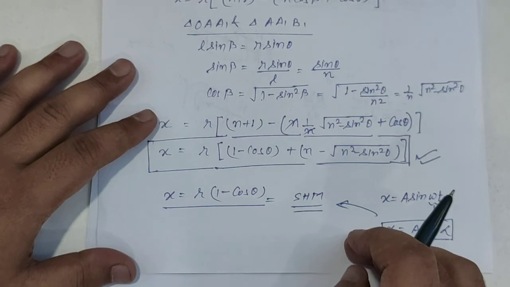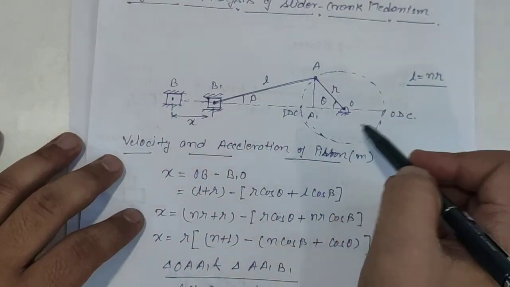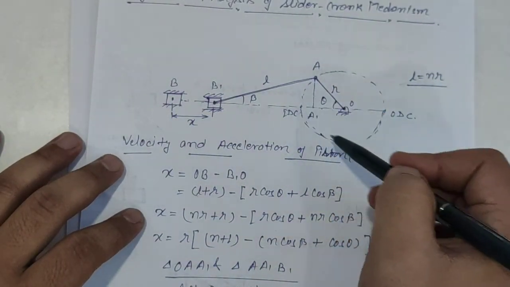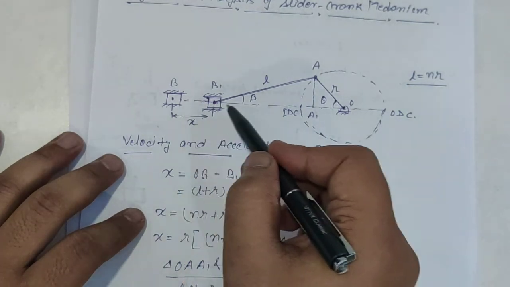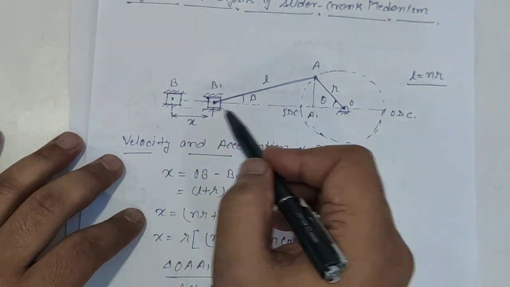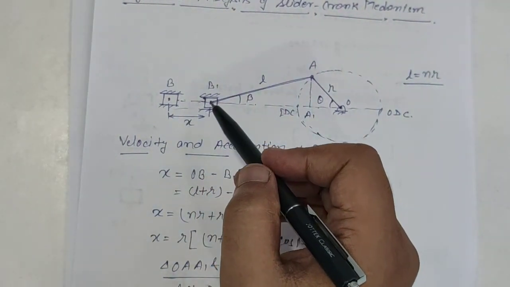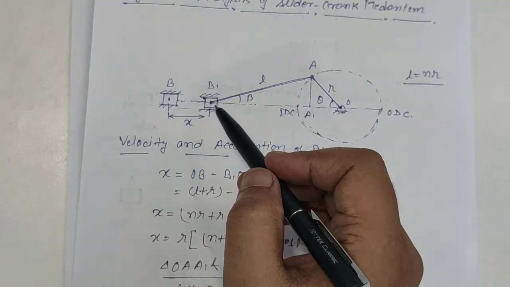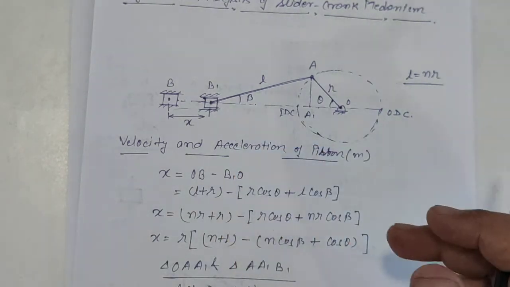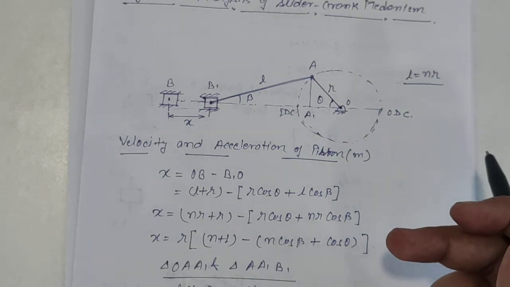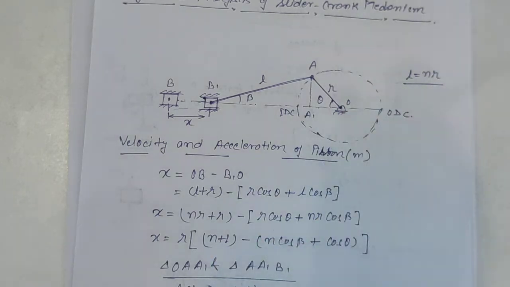So we can say that whenever the crank is revolving, the piston is having simple harmonic motion, x = A sin ωt, when the connecting rod is very large. That is the condition we have to put. So this is the displacement part.